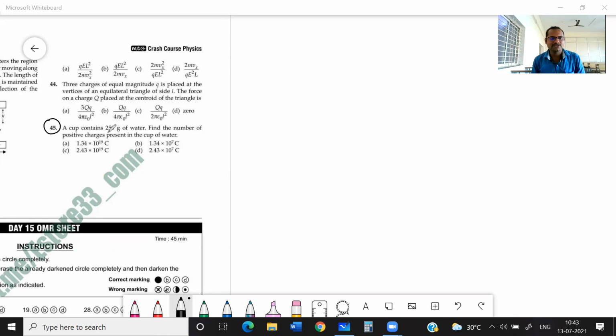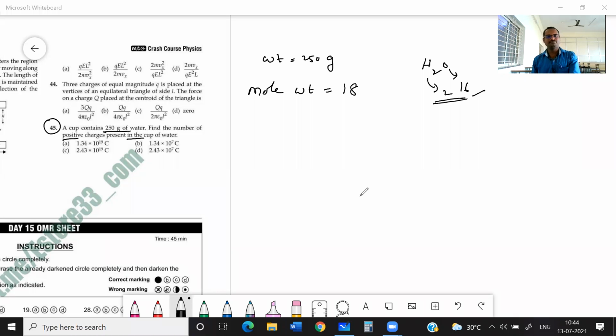A cup contains 250 grams of water. Find the number of positive charges present in the cup of water. The weight of water is given, 250 grams. Then what is the molecular weight of water? The molecular weight of water is 18. Water is H2O, hydrogen 2, oxygen 16. Clear? Yes, 18.